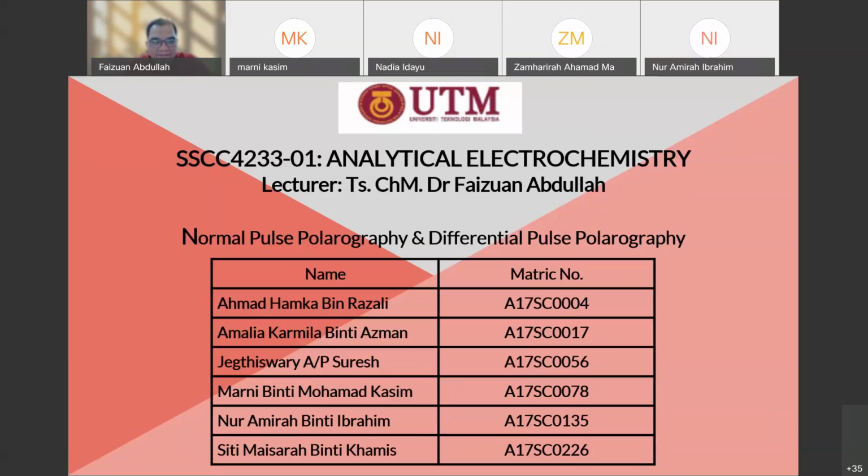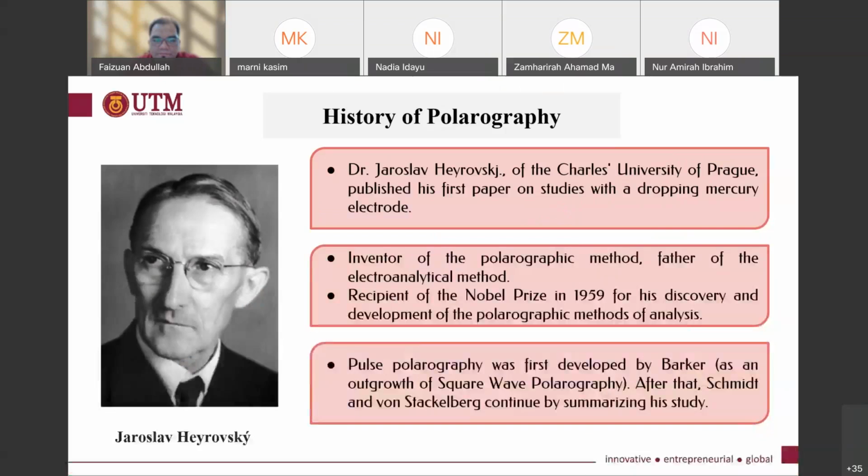Assalamualaikum warahmatullahi wabarakatuh and good morning to Dr. Faizwan and friends. Okay, we are from group 5 and we will present about normal pulse polarography and differential pulse polarography. So next. Okay, so this is the history of polarography.